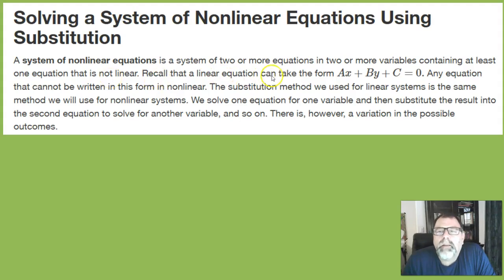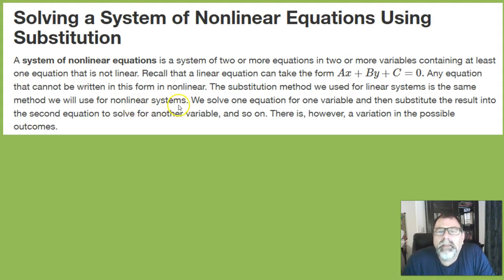So recall that a linear equation can take the form of ax plus by plus c equals 0. If you remember, the main characteristic we look at is that x is to the first power, y is to the first power. That's what's going to create a linear equation. Any equation that cannot be written in this form is nonlinear. So the substitution method we use for linear systems is the same method we will use for nonlinear systems.